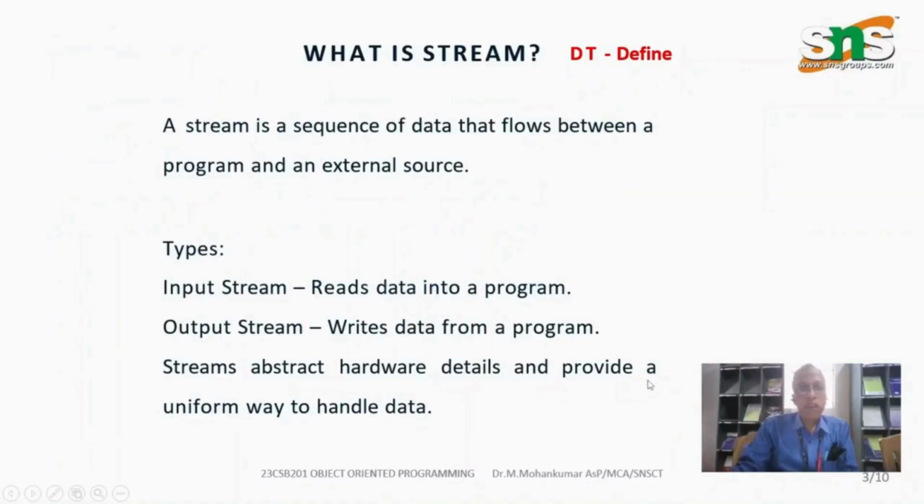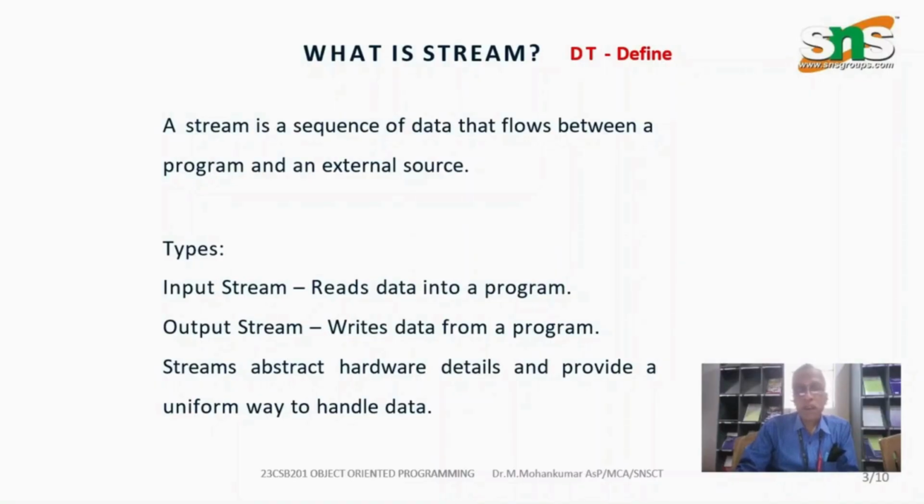What is a stream? Here, the stream plays a very important role. A stream is a sequence of data that flows between a program and an external source. It is a simple definition for a stream. We have two types of streams: one is the input stream and the other is the output stream. An input stream reads data into a program. An output stream writes data from a program.